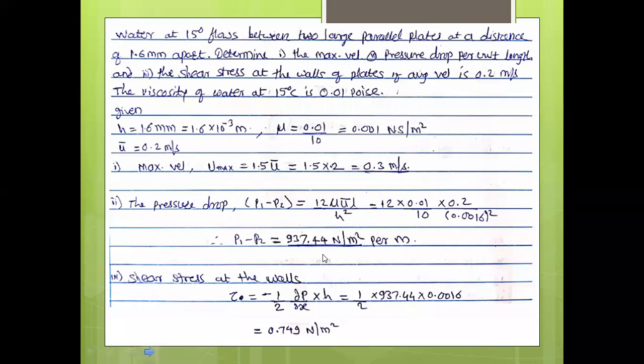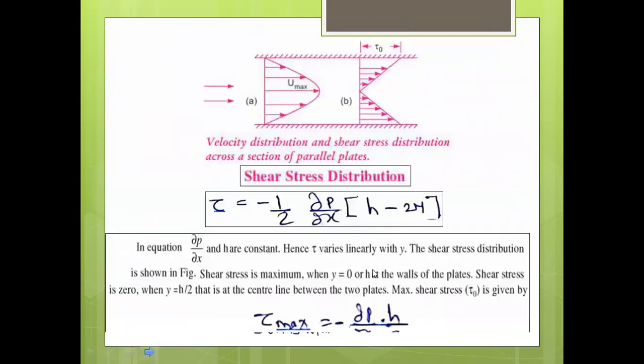Next, write down the shear stress at the walls. Find out the shear stress at the walls. We have written the formula for shear stress. Two formulas we have written. One formula for the normal shear stress distribution, and the second formula we have seen for the maximum shear stress, that is tau max. To remember, you can note down that formula. If you don't remember, that formula is here. This is the shear stress distribution equation, and this is the maximum shear stress. Tau is equal to minus 1 upon 2 del P upon del x, (h minus 2y). Tau max is equal to minus del P upon del x into h by 2. This is the equation.